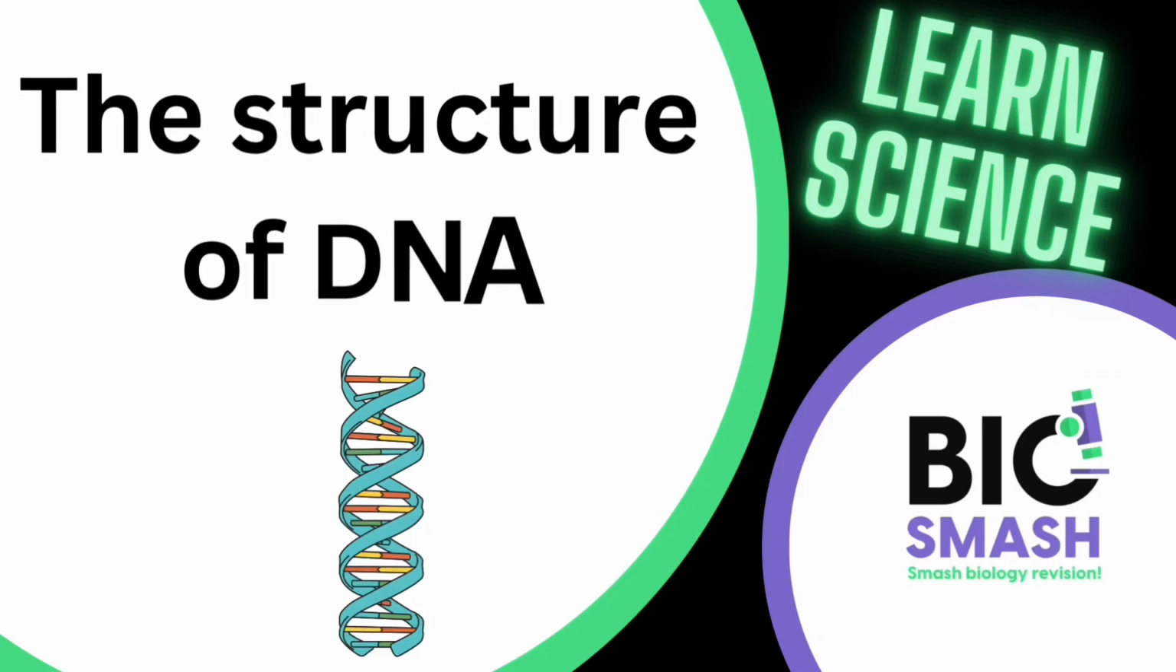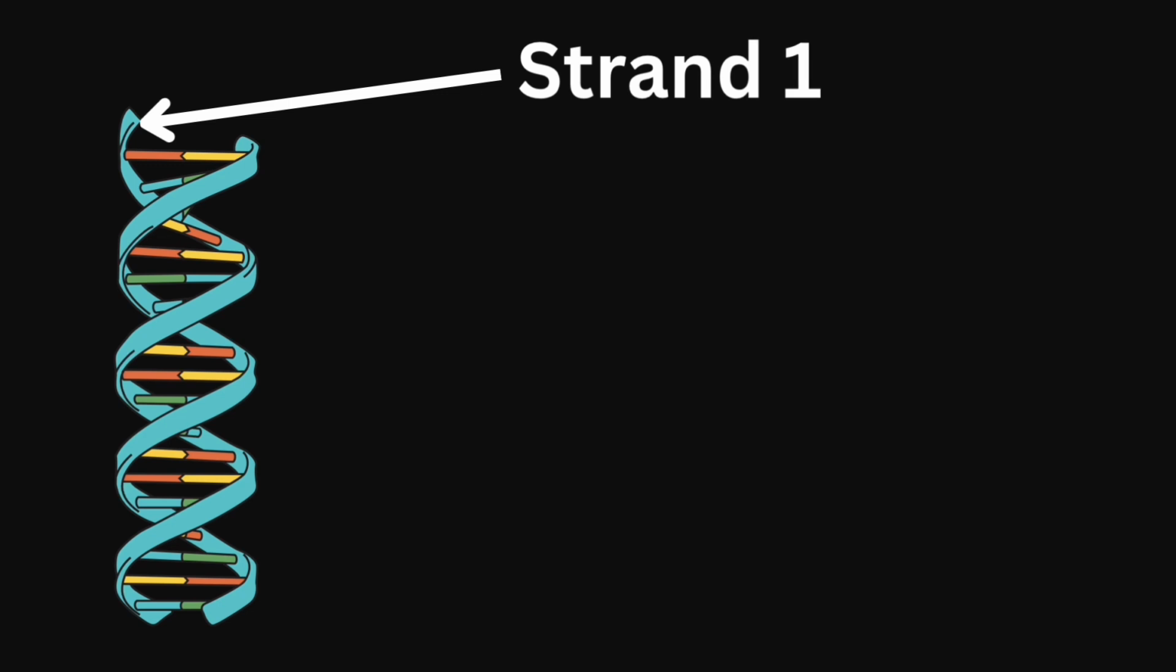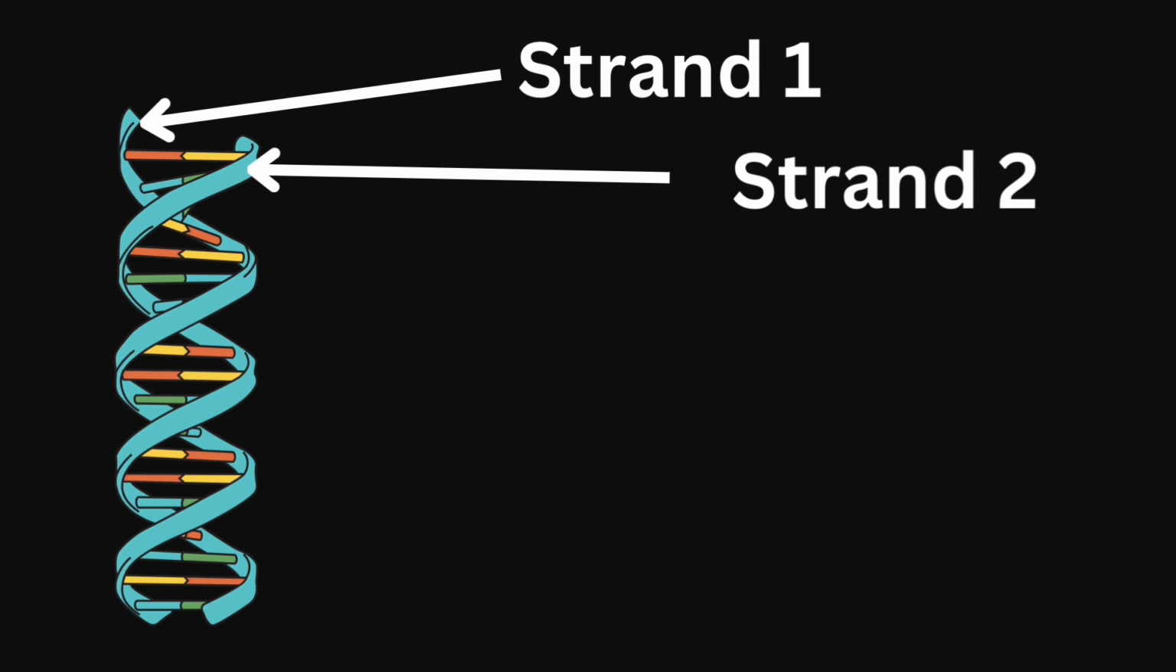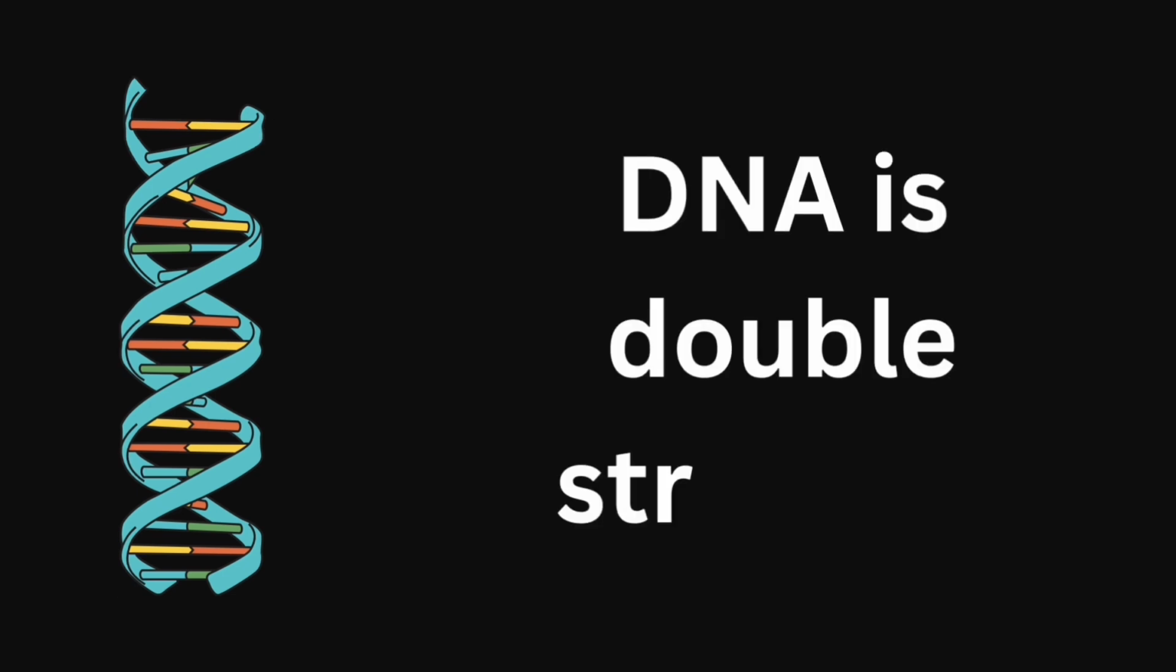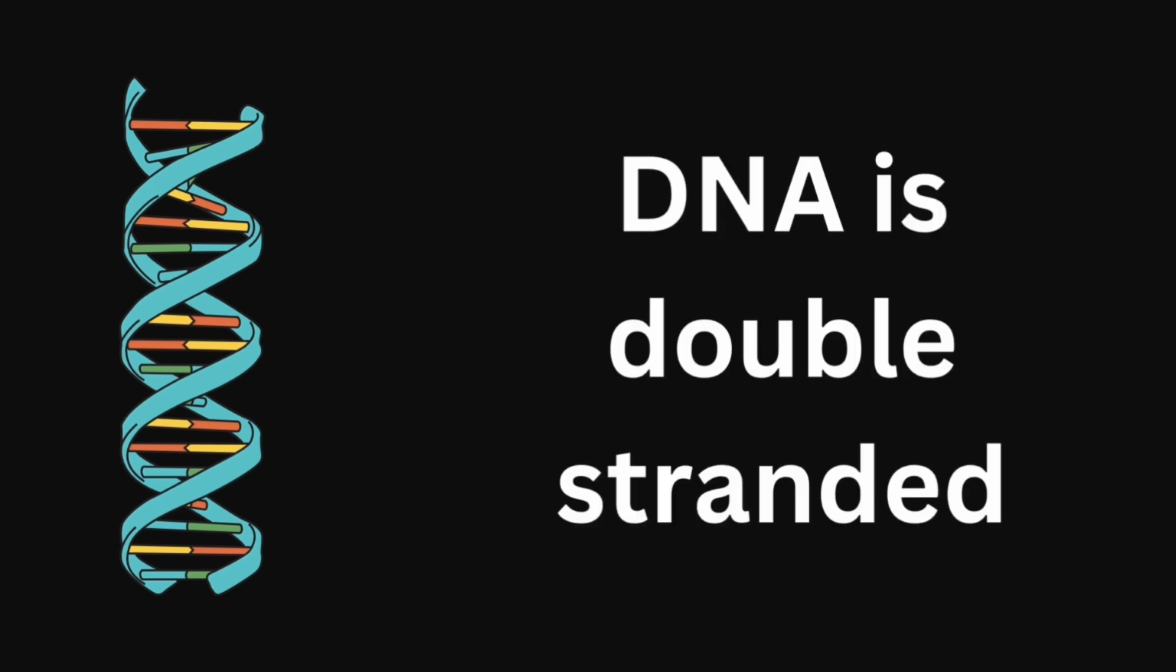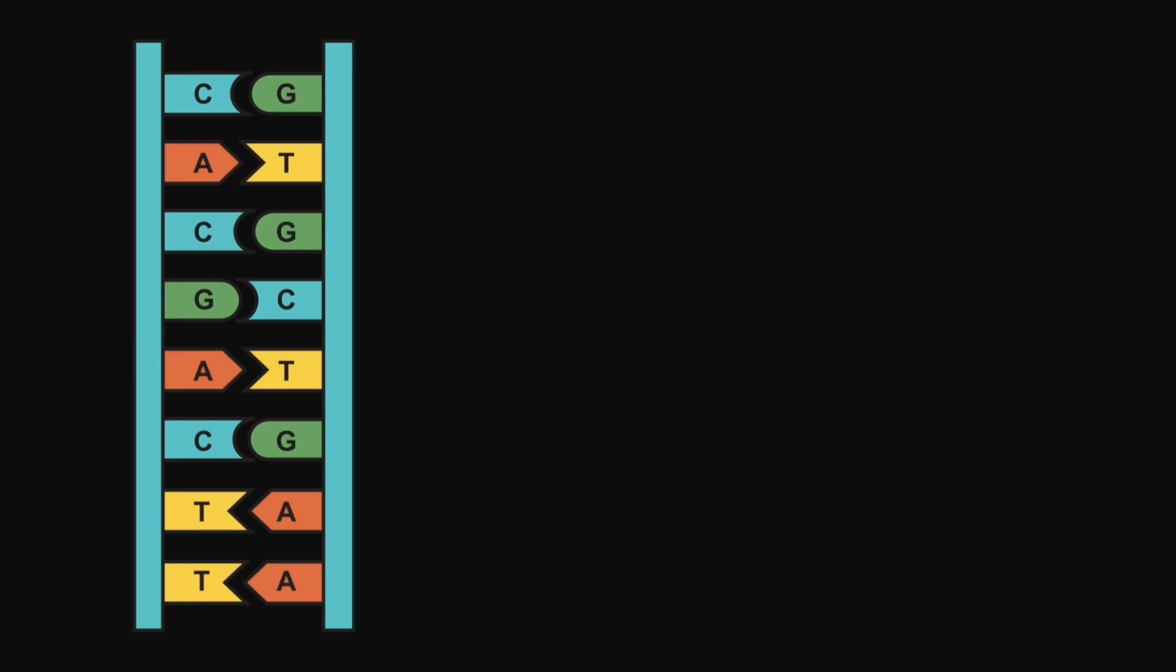Let's start by spending some time looking at the structure of DNA. If you look at DNA, you'll see it's made of 2 strands. Here is strand 1, and here is strand 2. So DNA is a double-stranded molecule. It looks a bit like a ladder with rungs.